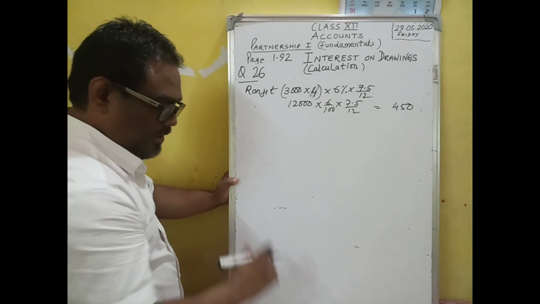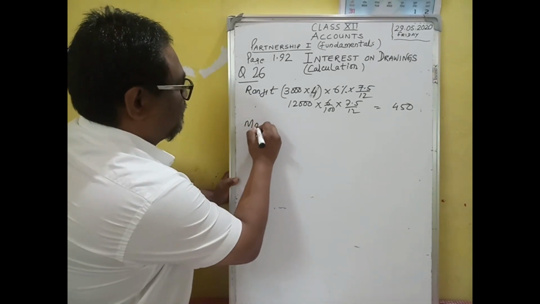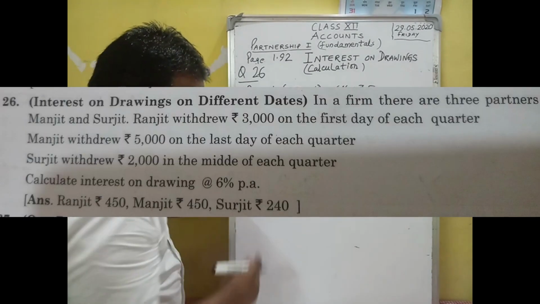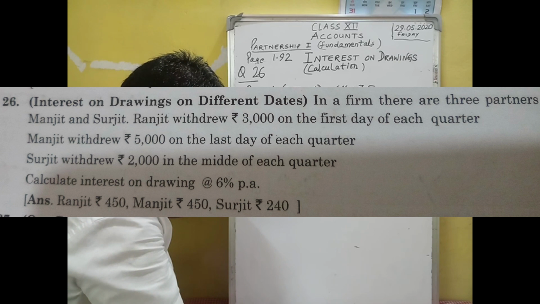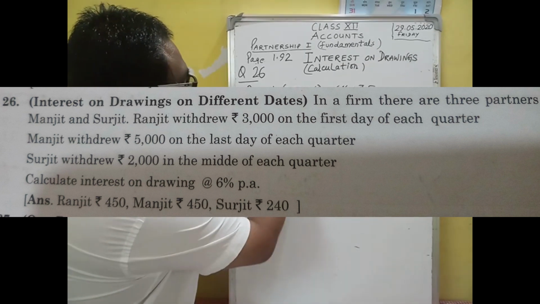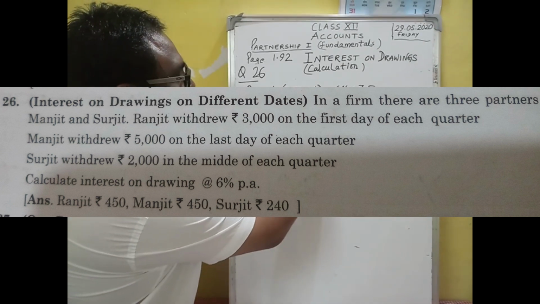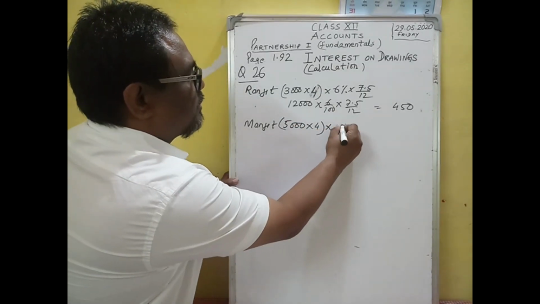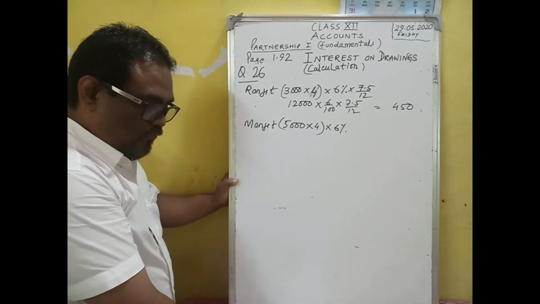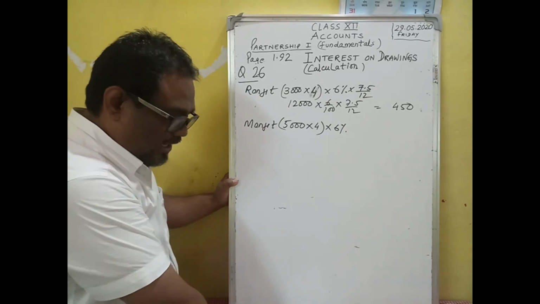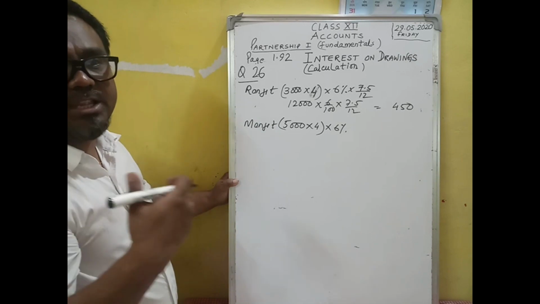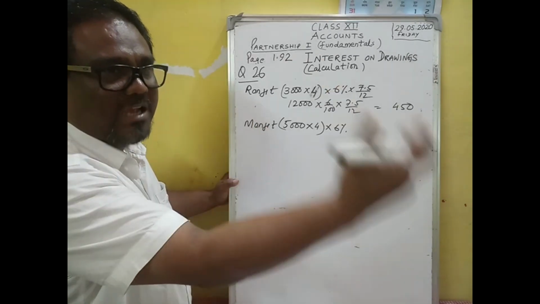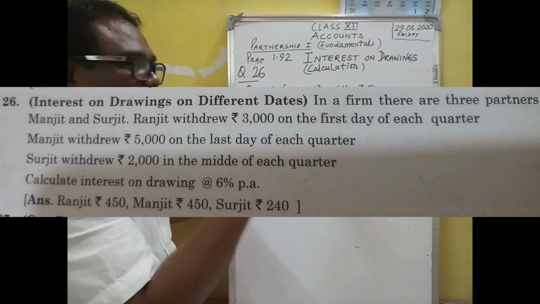So the second one is Manjit. Manjit withdrew 5,000 into 4 quarters, 20,000 into 6%, but Manjit withdrew 5,000 on the last day of each quarter. Each quarter last day, last day of 3 months.